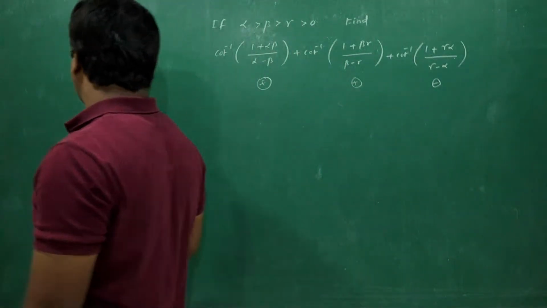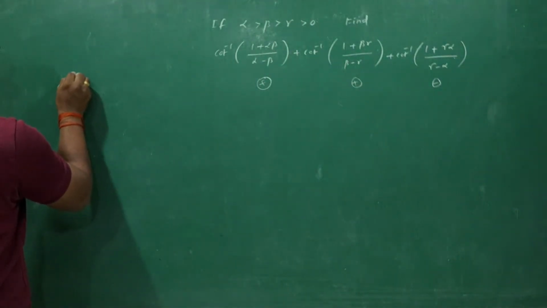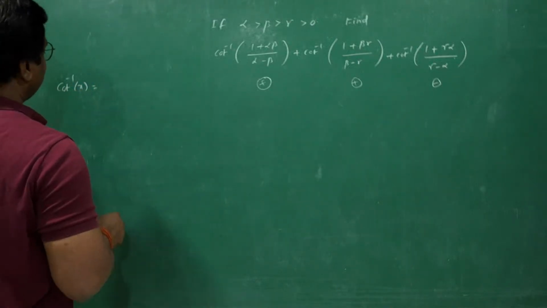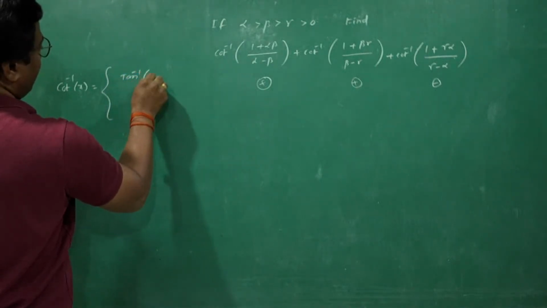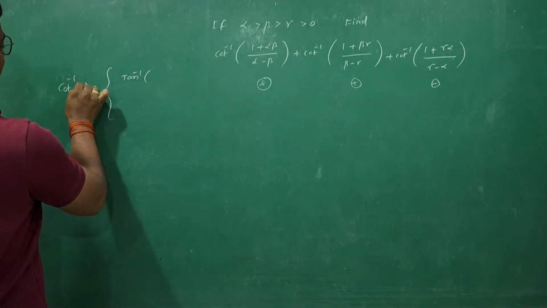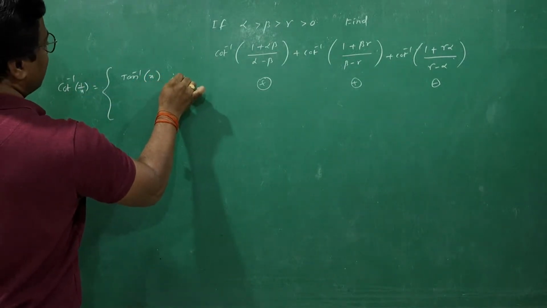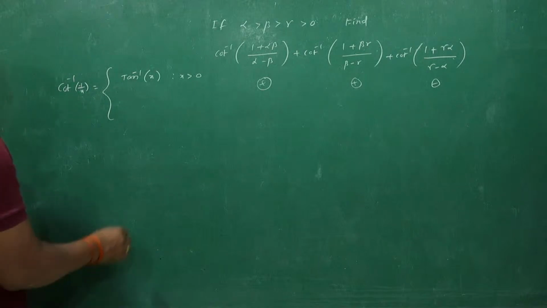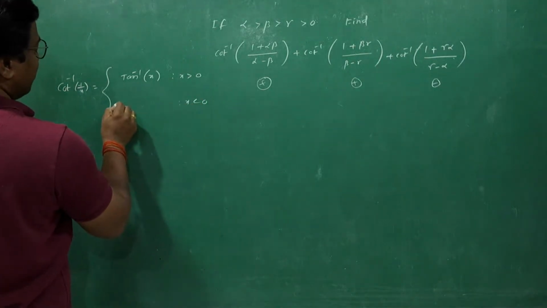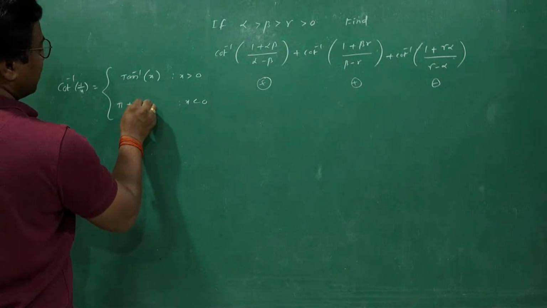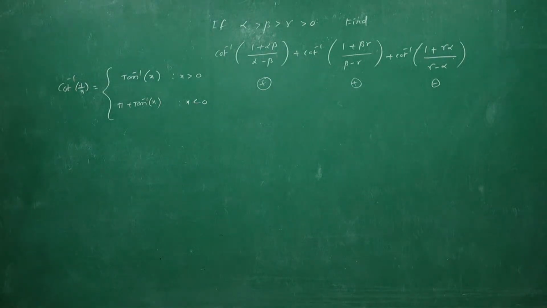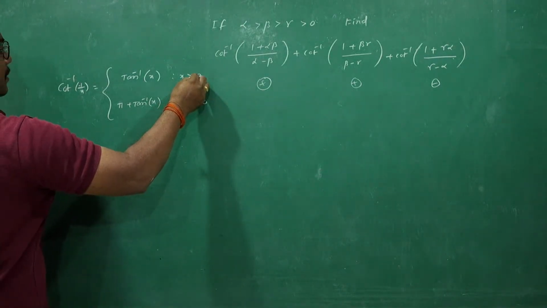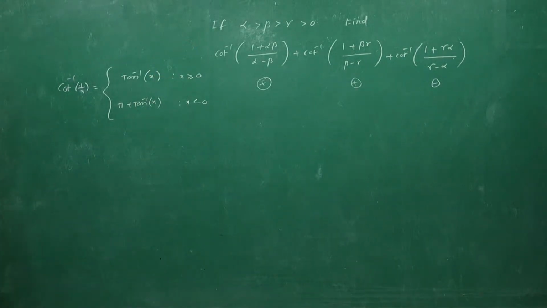In inverse trigonometry, you have this property: cot inverse of x is written as tan inverse of 1 by x whenever x is more than 0. If the value of x is less than 0, it is pi plus tan inverse of 1 by x. Equality holds here. I am going to use this property.